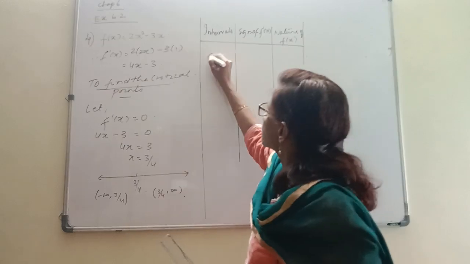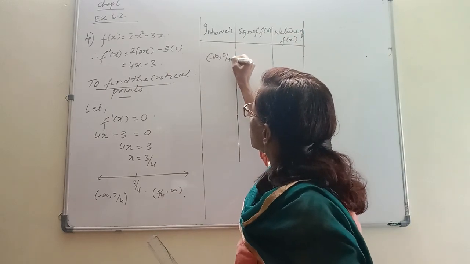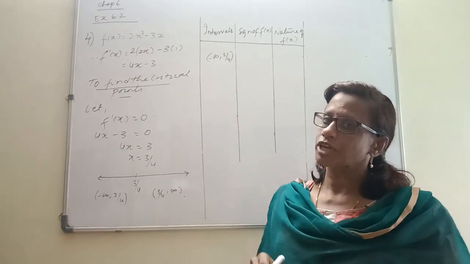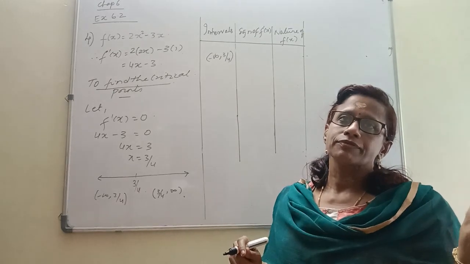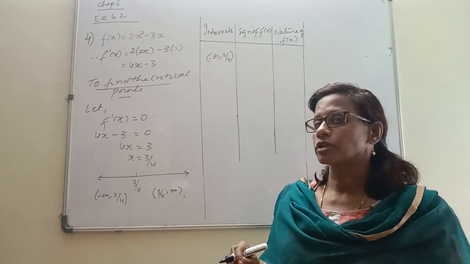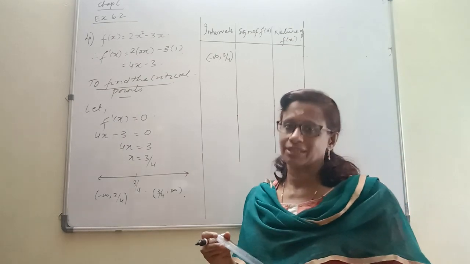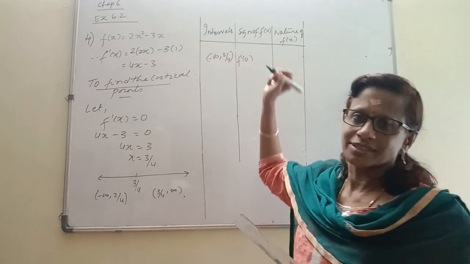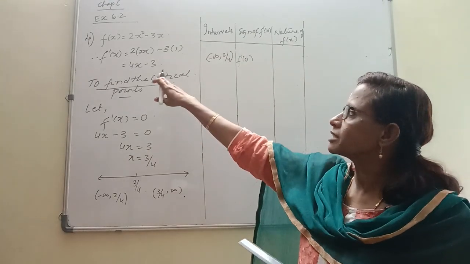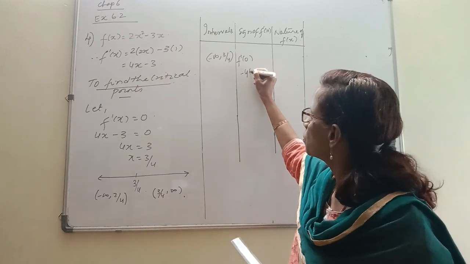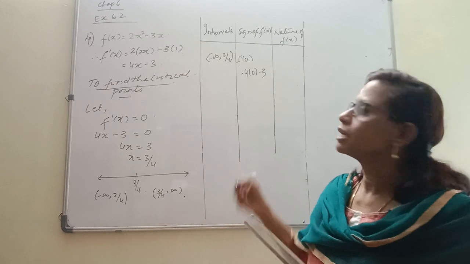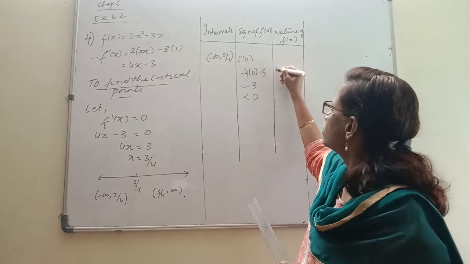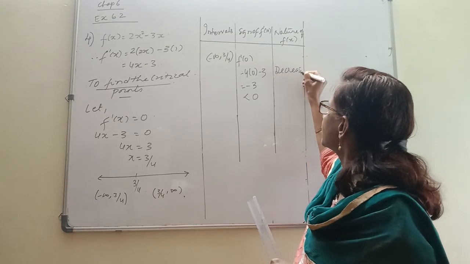First interval, minus infinity to 3 by 4. In this interval, you can choose any point and find the f dash value at that point. Now, because it is minus infinity to 3 by 4, 0 is there. Such points are convenient to check. Let's take 0. You can take any point, but if it's 0, your working is easy. The function f dash x is 4x minus 3. So f dash 0 is 4 into 0 minus 3, that's negative, less than 0. If it's less than 0, in this interval, the function is definitely decreasing.